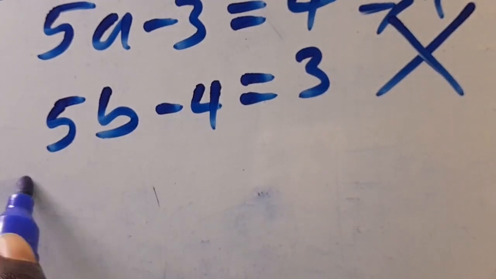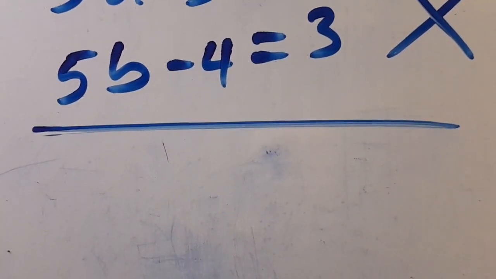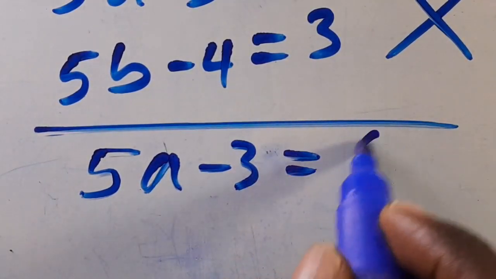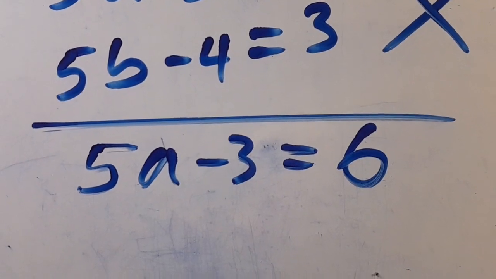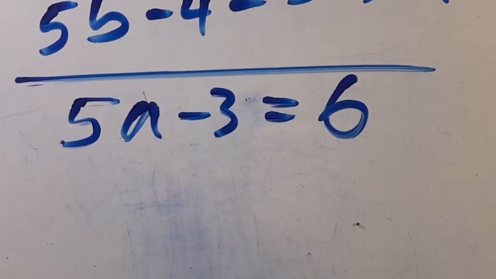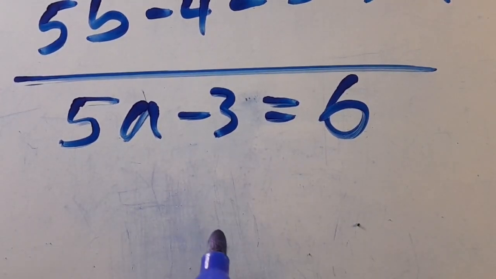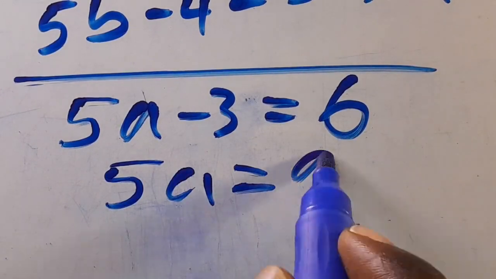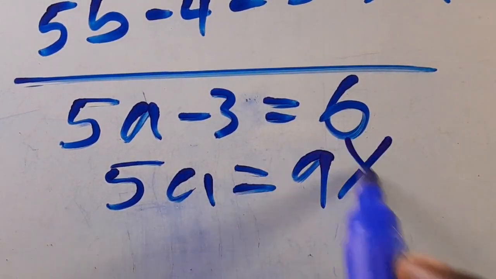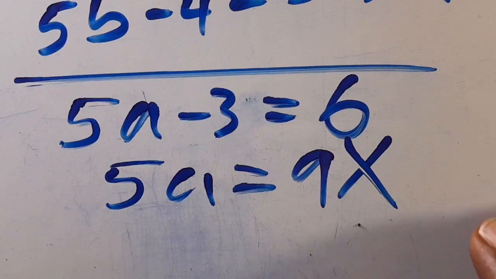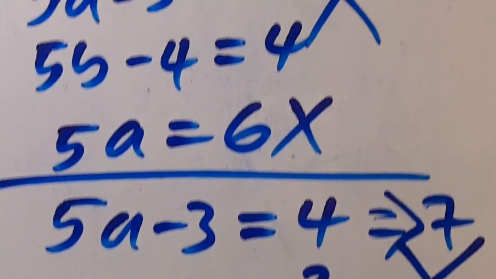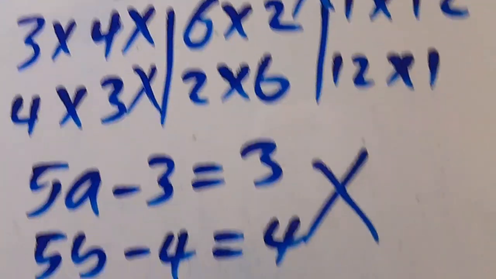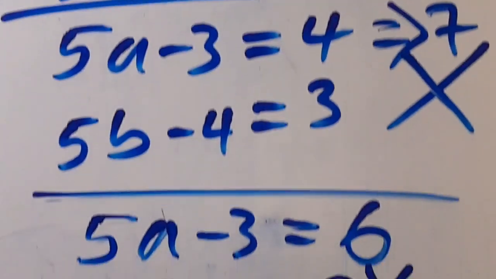So let us go along with this. It implies that we are going to have 5a minus 3 to be equal to 6. Then from here, when you take this one to the other side, we have 5a to be equal to 9. This will also give us a fraction in the form of a decimal. We don't want this solution as well. So we also cancel this. So let's go along with this as well and see.